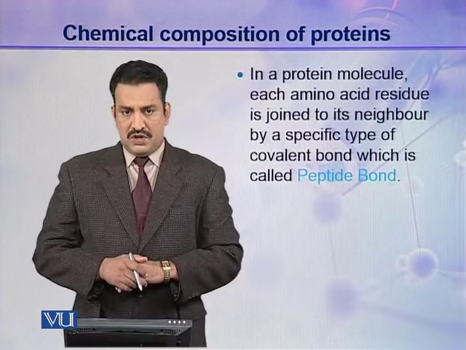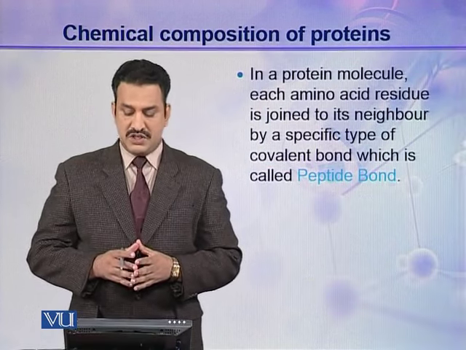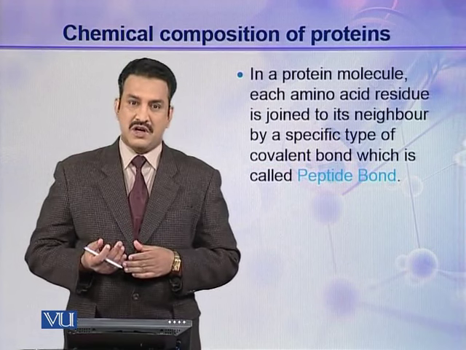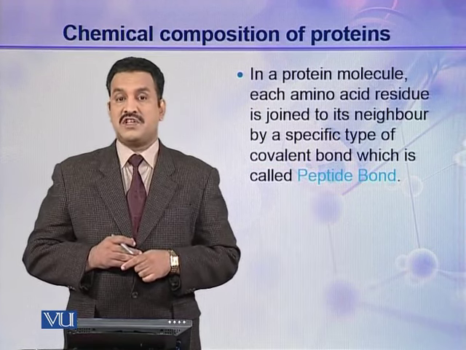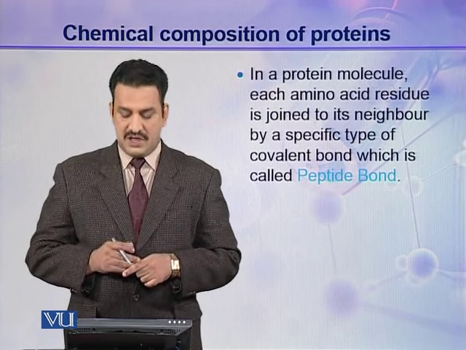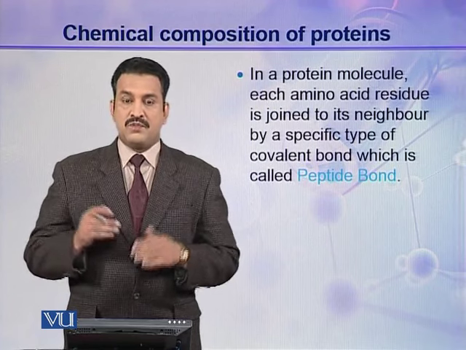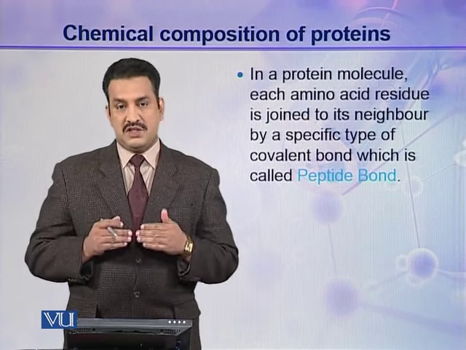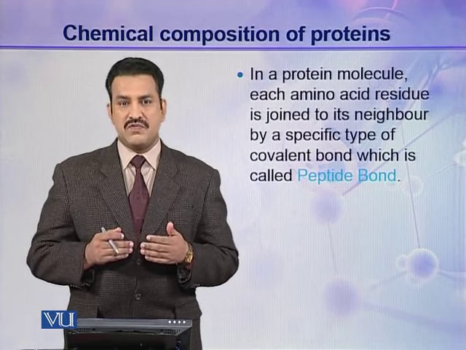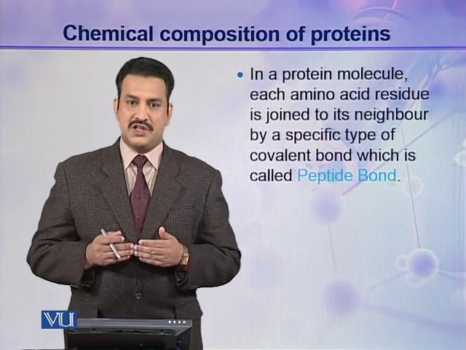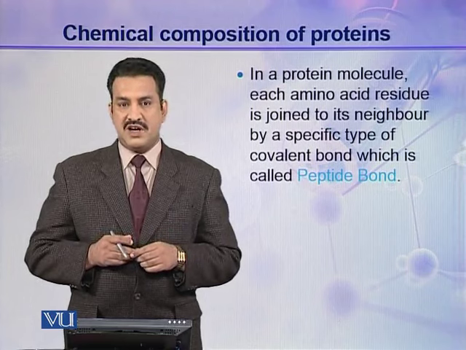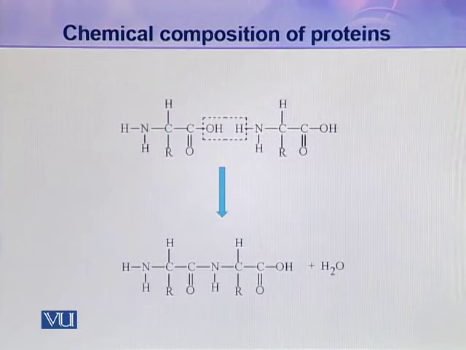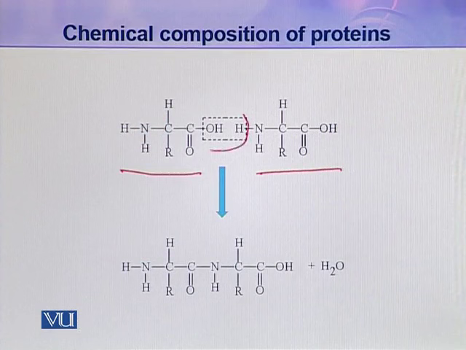In a protein molecule, each amino acid residue is joined to its neighboring amino acid by a specific type of covalent bond, which is called a peptide bond. So two amino acids are joined together through a covalent linkage, and this covalent linkage is a bit different from normal covalent linkages. So this covalent linkage is called a peptide bond. Here you can see two amino acids. One is this, the other one is this. These two amino acids combine together.